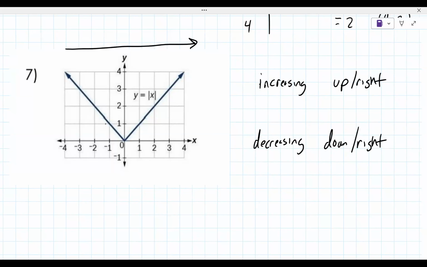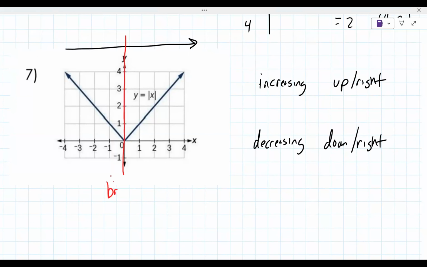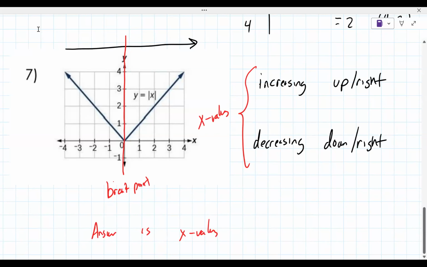Okay. So the next thing to do is to look for any kind of breakpoints. So this right here is a breakpoint. What I mean by that is a place where it switches from increasing to decreasing or decreasing to increasing. Those are things to look for. And the other thing to think about is that this always refers to the X values, meaning your answer is the X value. Answer is X values, not Y's, X values. It doesn't matter that this goes to infinity up here. You care about what the X value is. How far left is this going?